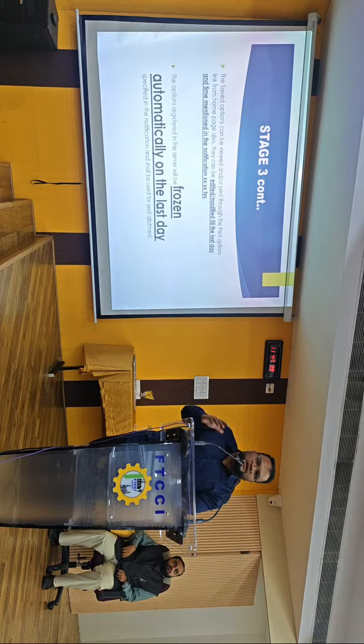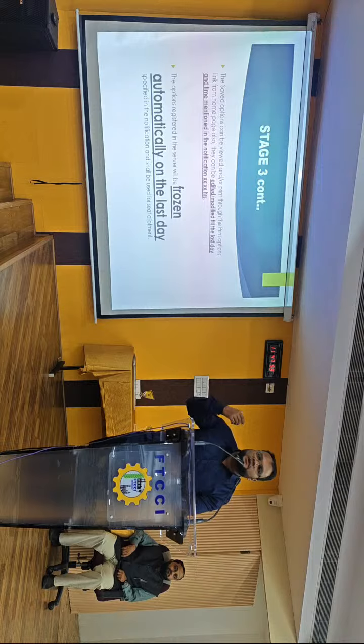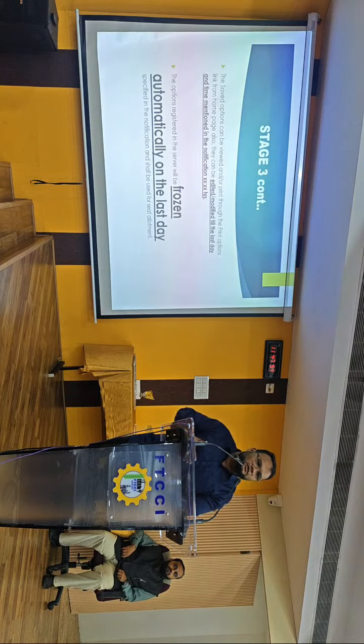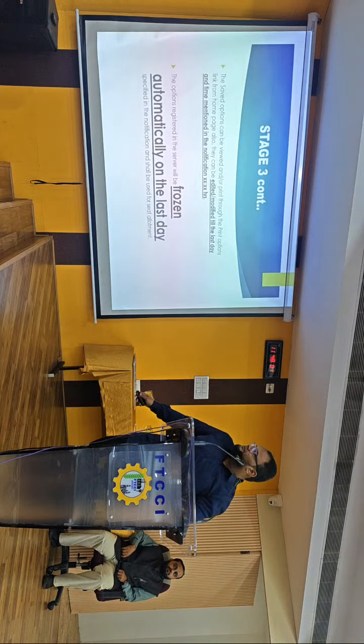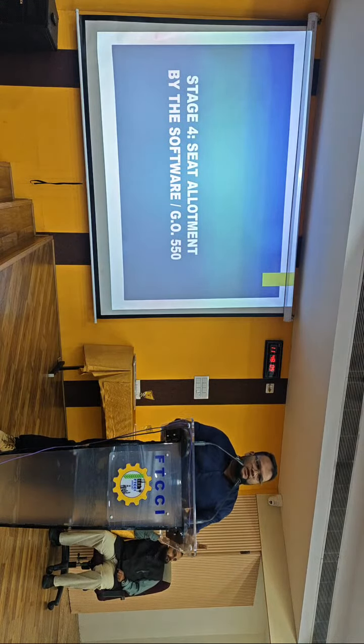So round 1 allotment is not the mirror of what your actual allotments are. Round 1 allotment is very clumsy and very bad, horrendous. You will lose sleep after seeing the allotments. So don't worry, don't panic after seeing the round 1 allotment, because most of the OC seats will be released in round 1. It's only in round 2 and round 3 that they add a lot of castes and reservations, right? So that is about each and every round.